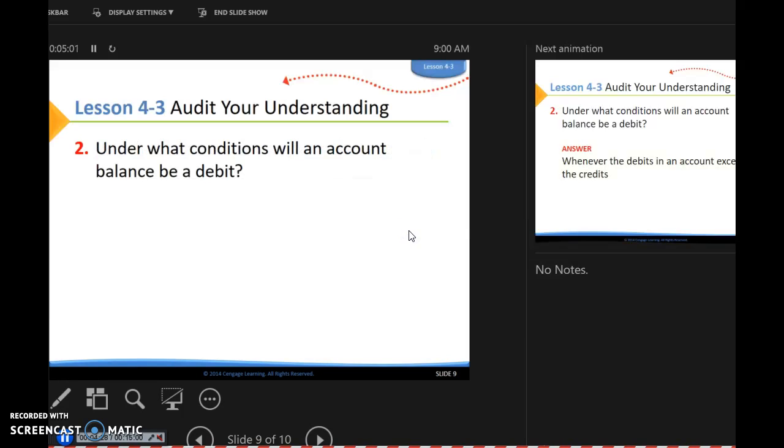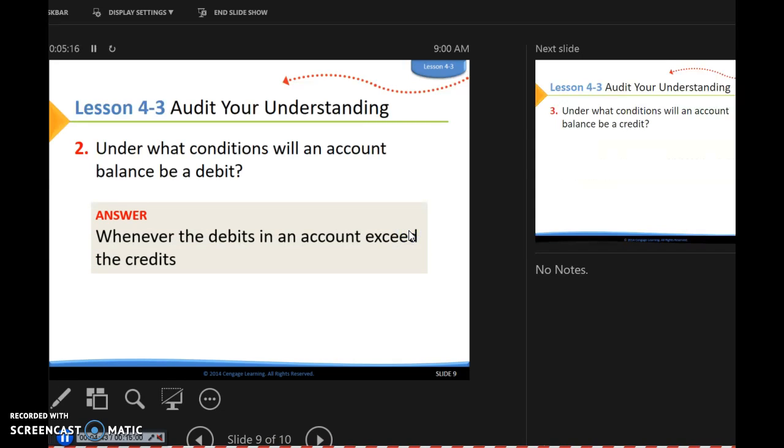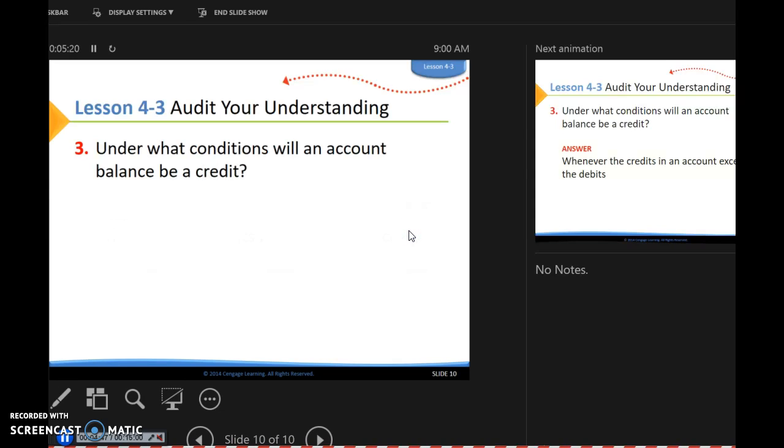Under what conditions will an account balance be a debit? When we're calculating our balances. Michael? When the debit's bigger than the credit. So that means this one would be, under what conditions will an account balance be a credit? When the credit is bigger than the debits.